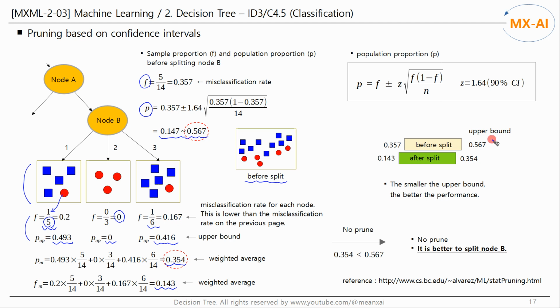Let's compare the upper bounds of the population proportions before and after splitting node B. After node splitting, the upper bound of the population proportion is smaller. Therefore, it is better to split the node B.